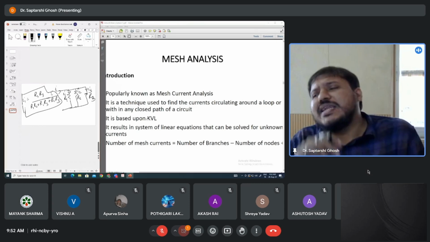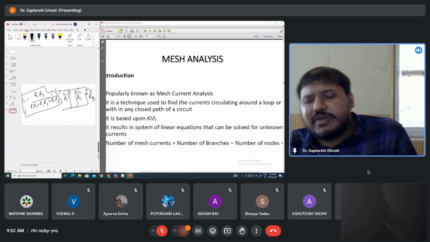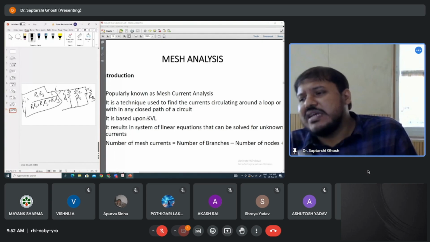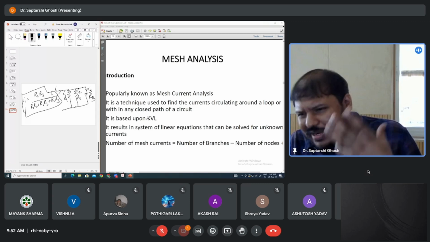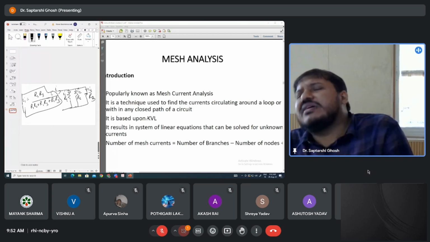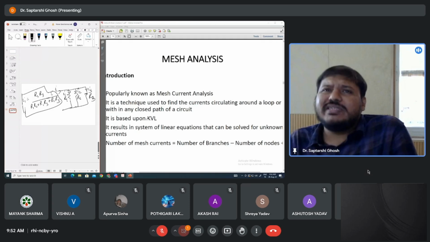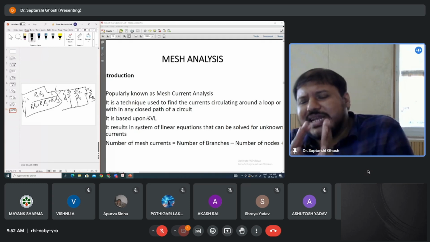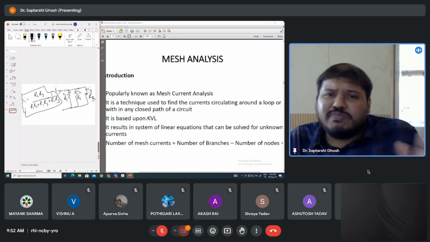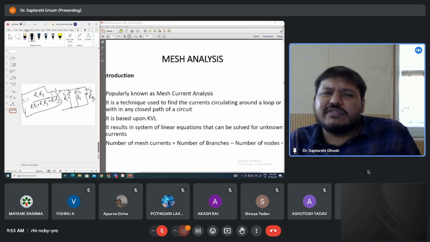Next comes the mesh analysis. Now using KCL and KVL, we will be doing two things. One is mesh analysis and the other is nodal analysis. If you know at least these two things, you can solve any kind of circuit. The next theorems that we learn will make your job easy. But even if you know mesh analysis and nodal analysis, which are based on KCL and KVL, you should be able to solve any kind of circuit.